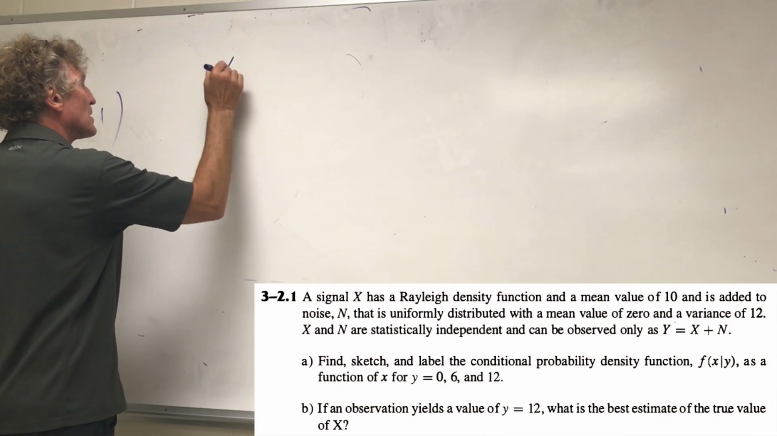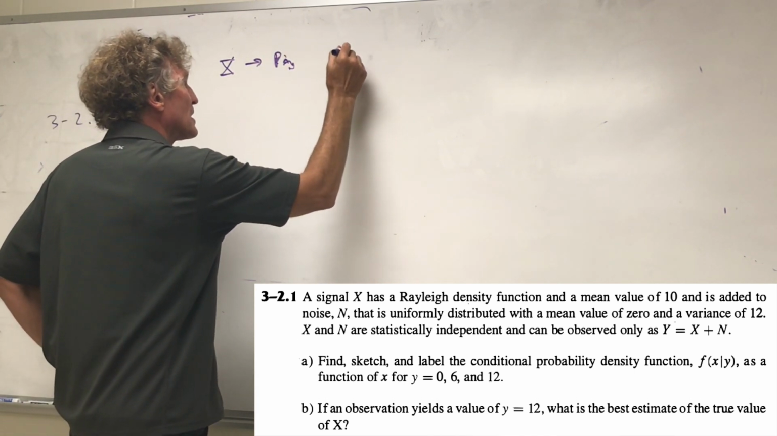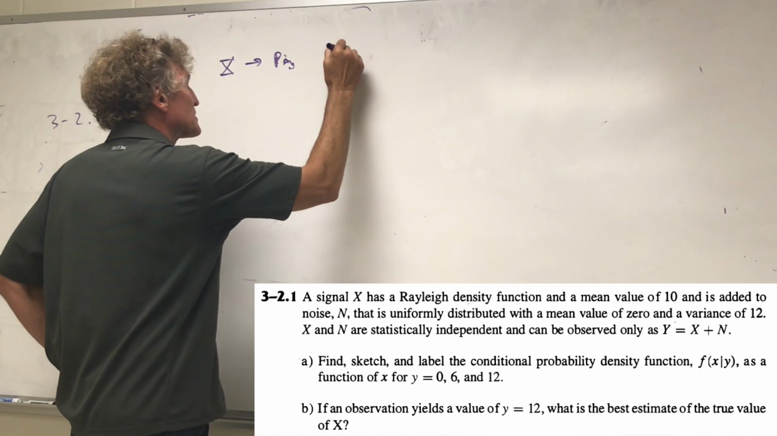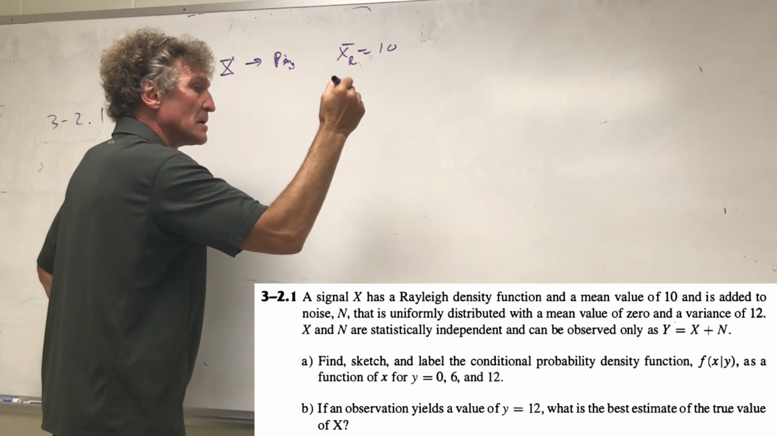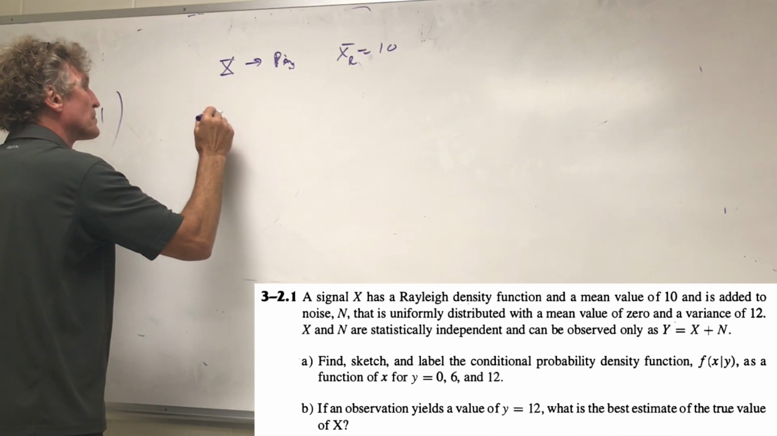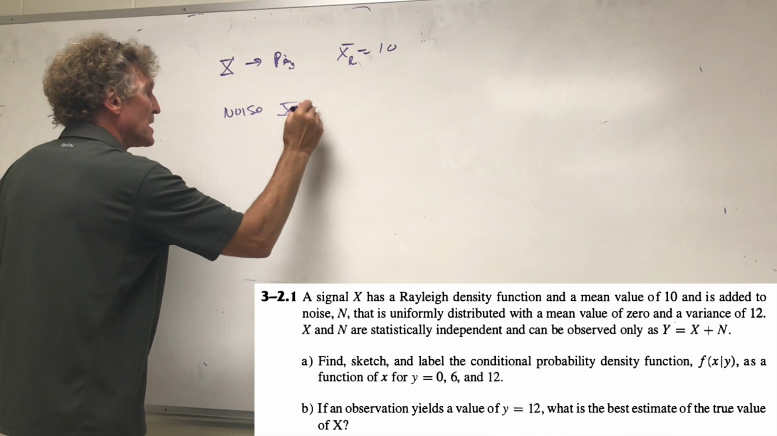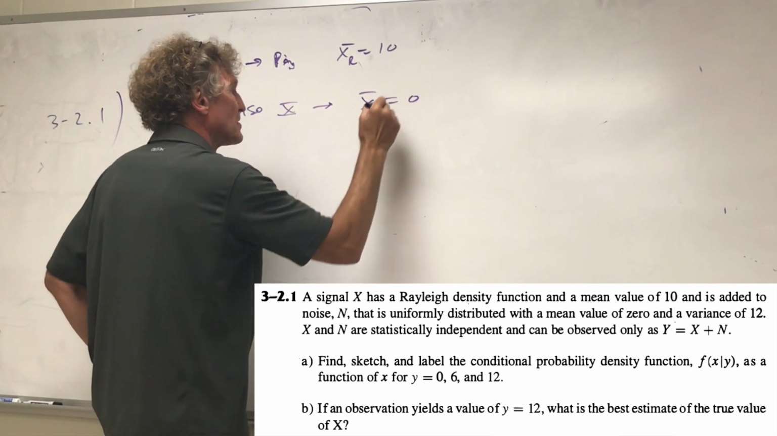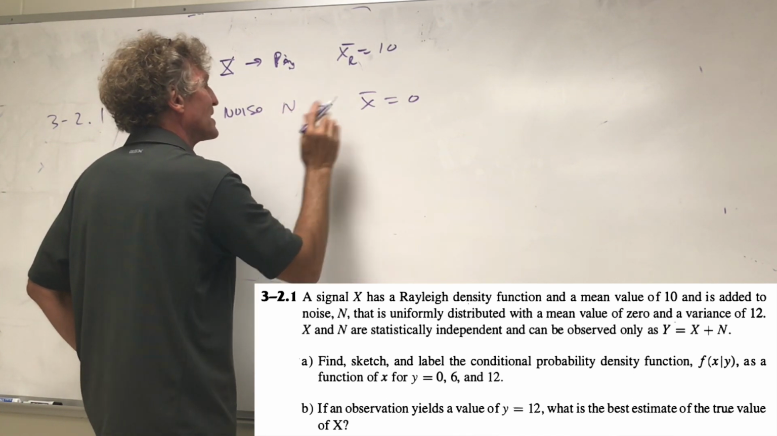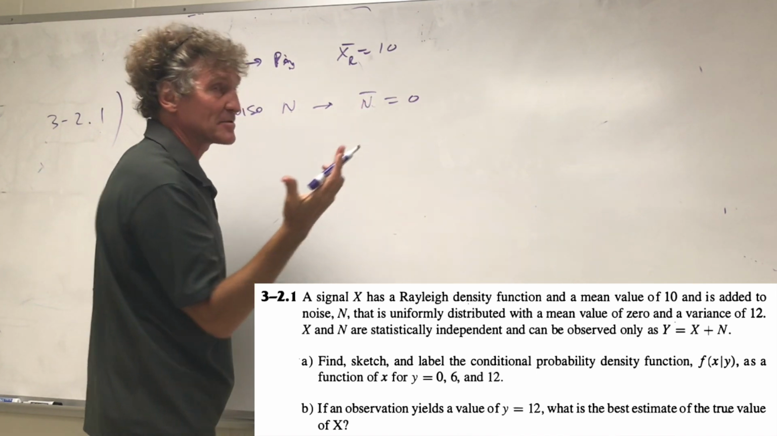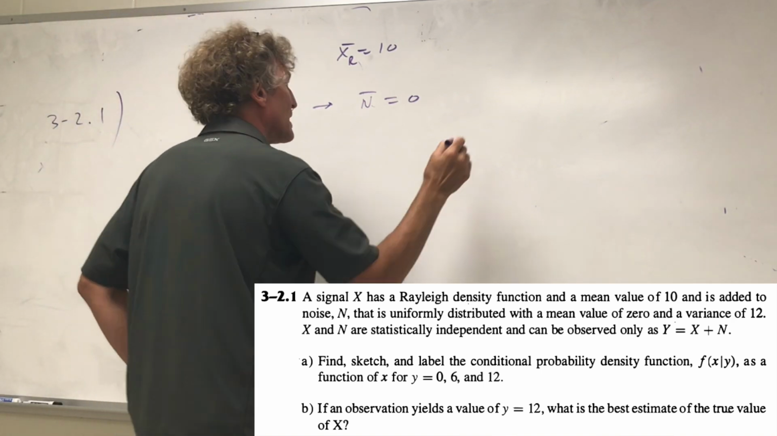A signal x has a Rayleigh density function and a mean value of 10. So x is Rayleigh with mean 10. It is added to noise n that is uniformly distributed with a mean value of 0 and a variance of 1. So the average value of the noise is 0. The noise is n. This is like Gaussian noise, but it's uniformly distributed. And the variance is 12.